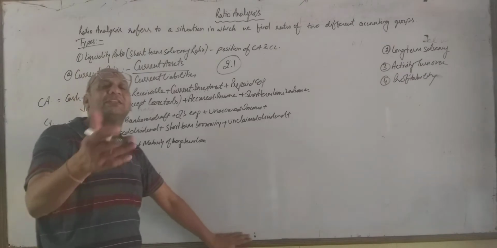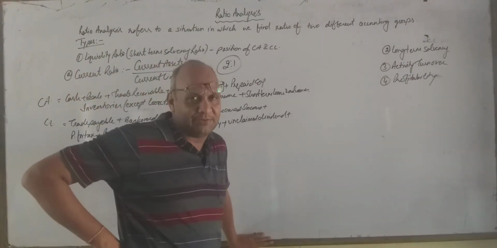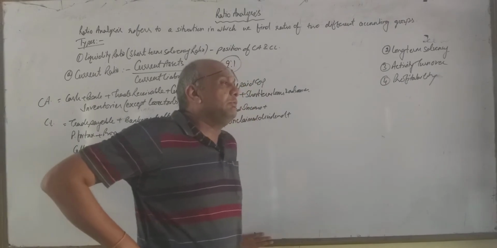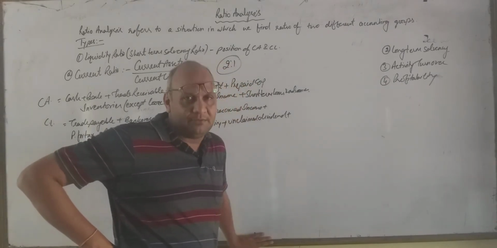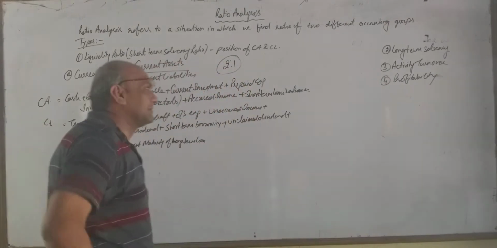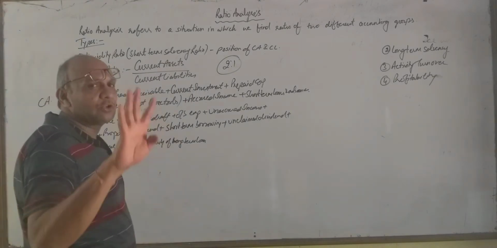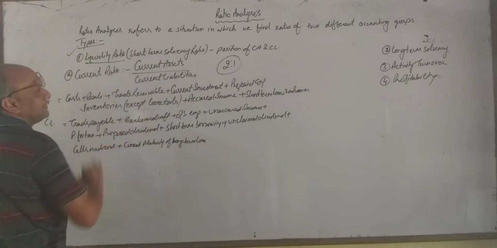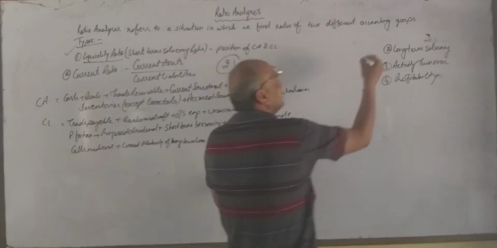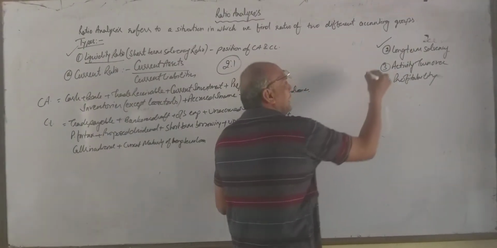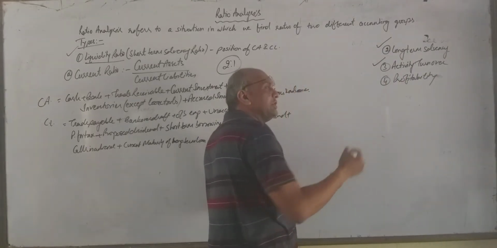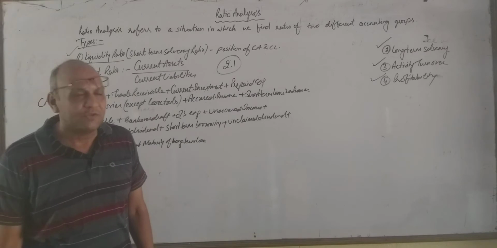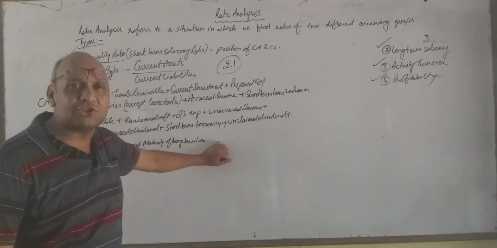For example, current assets and current liabilities, net profit and net sale. These are some examples. So there are 4 kinds of ratios, dear friends. Number 1, liquidity ratio. Number 2, long-term solvency ratio. Number 3, activity turnover ratio. And number 4, profitability ratio. So we have 4 different categories of ratio.